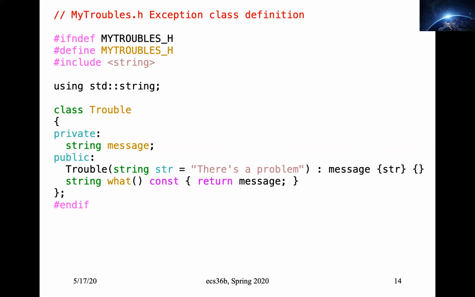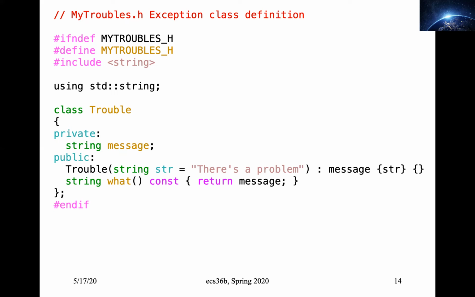So you can see that in this class Trouble, I have a message. You can see that I have a string message. And then I have a constructor, which says how do I initialize that message? And then I have a what function. I just basically return this message, something like that, right?